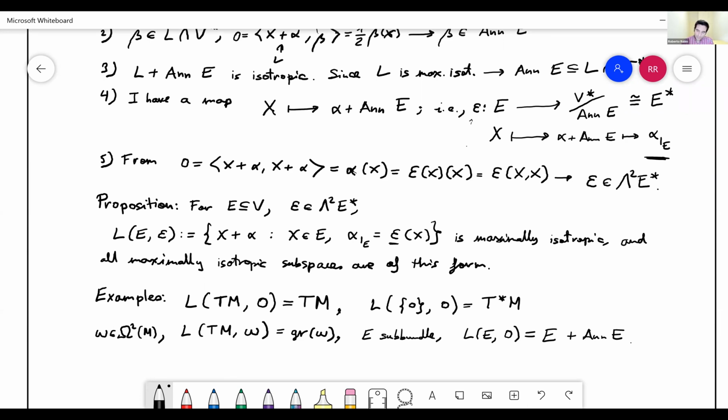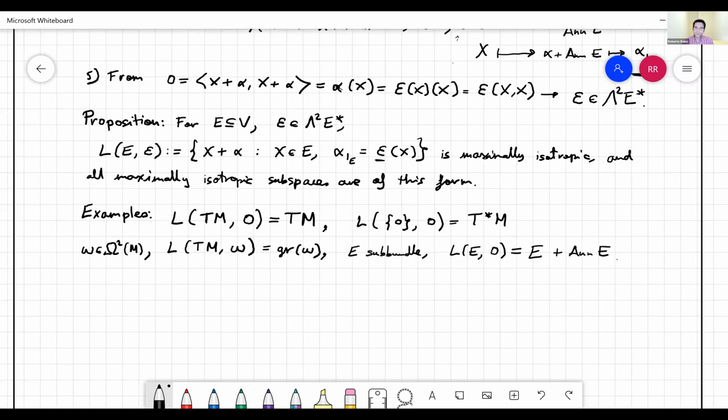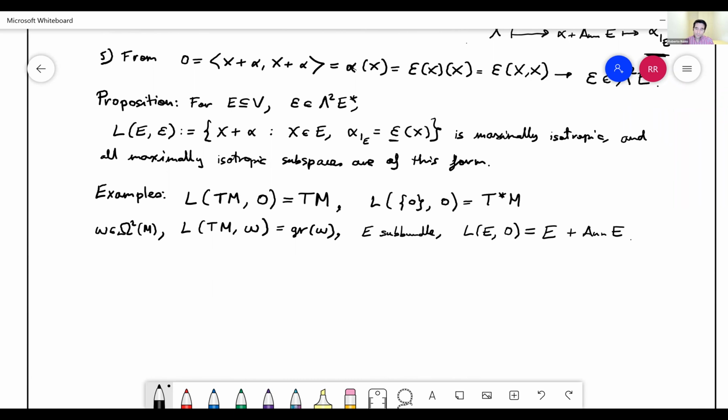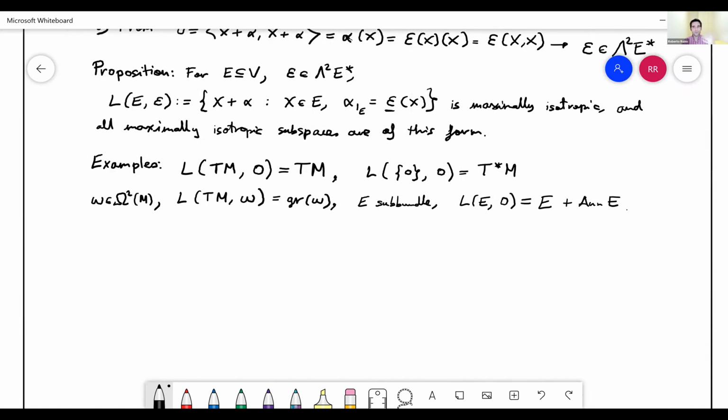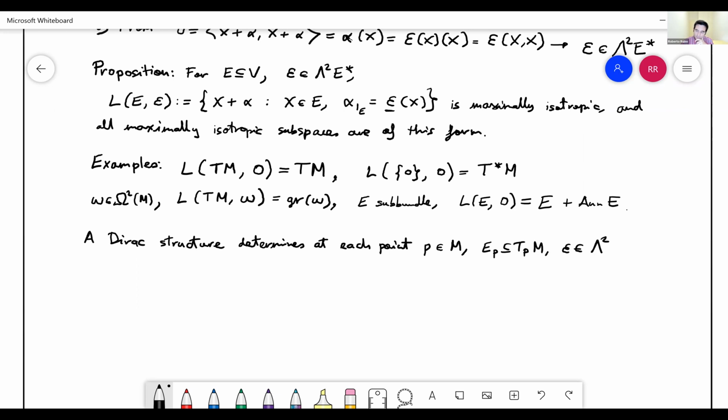Now let me tell you why this is useful for the study of Dirac structures. What I did before was play the linear algebraic game: I went to a point and worked with this vector space. Now I've done something geometric. But the fact is that this E doesn't need to be of constant rank, and this is one of the interesting things. Observe first that a Dirac structure determines at each point of my manifold this E_p, this space, and also this map.